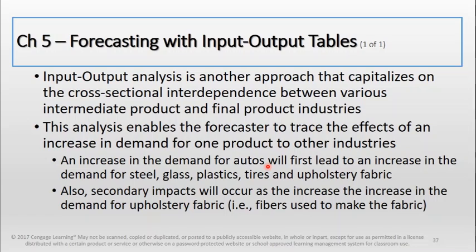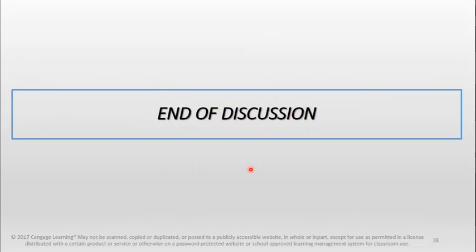So input-output analysis permits the forecaster to trace throughout all these inter-industry effects that occur as a result of the initial increase in the demand for the product that you are dealing with, or your primary product, in this case, automobiles. So that is your forecasting with input-output tables.